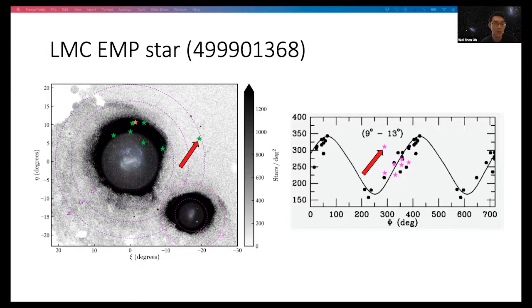However, as you can tell, the most discrepant star indicated by the red arrow is our most metal-poor candidate, which also has the largest distance from the LMC center at about 19 degrees. But it is not clear whether we should be expecting disk-like rotation that far out from the center of the LMC.